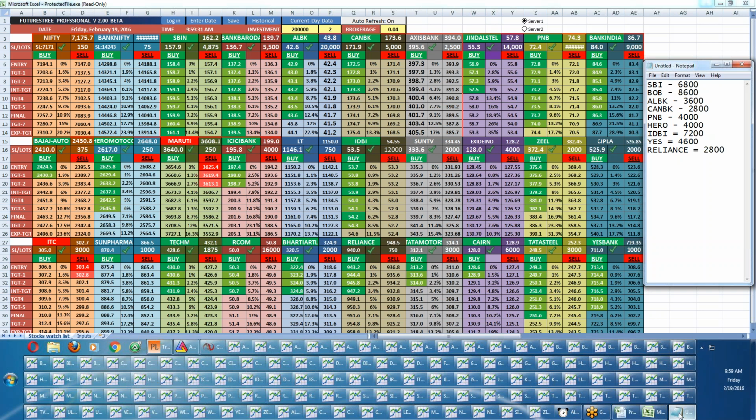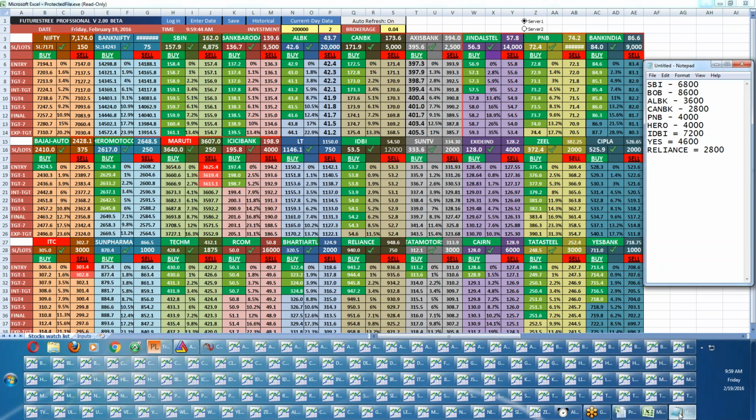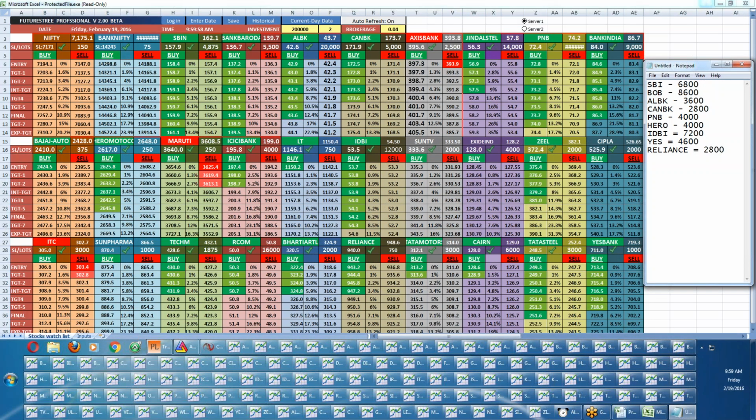So if you just calculate Tata Steel, 249.30 is their entry. Now it is at 251.90. So that's 2 rupees 60 paise. 2000 is the lot size. So that's another 2500 rupees on Tata Steel. 5200.